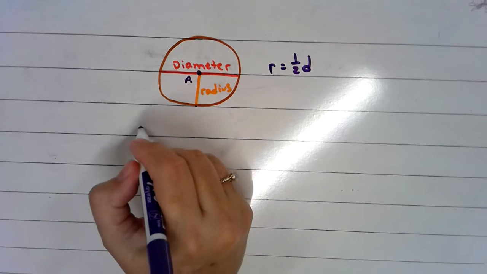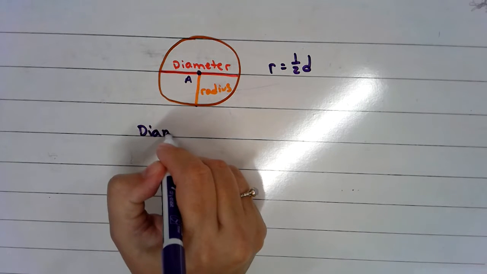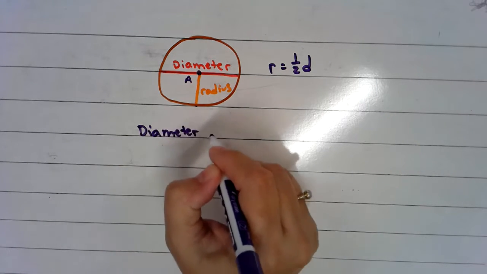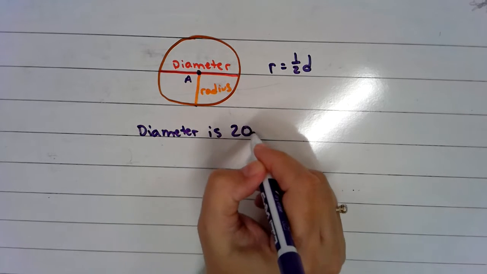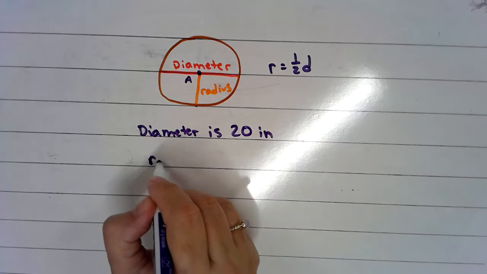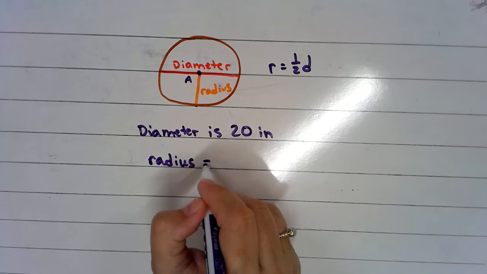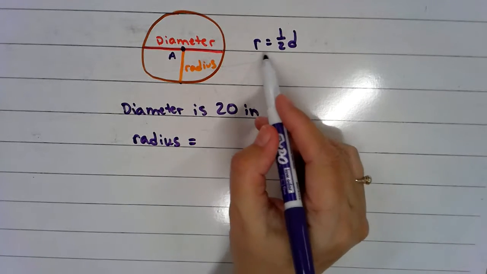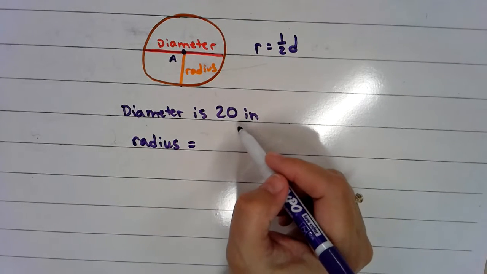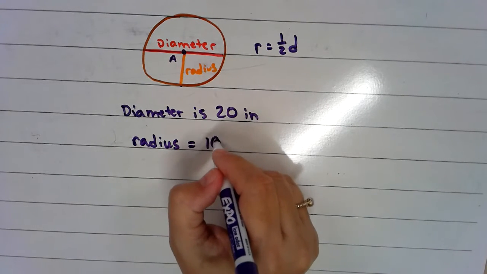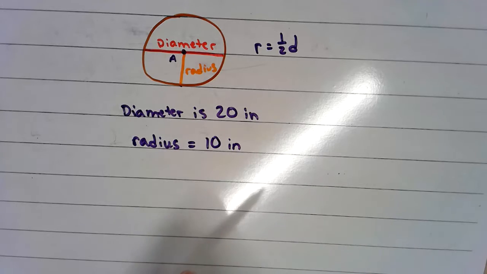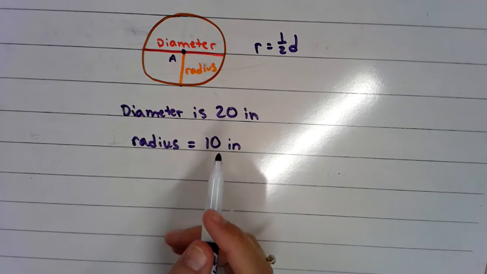Okay, so if I told you that the diameter is 20 inches, could you tell me what's the radius? Well, if the radius is half of the diameter, what's half of 20? Half of 20 is 10, so the radius is 10 inches. Okay, that's pretty simple, and you've probably seen this before.